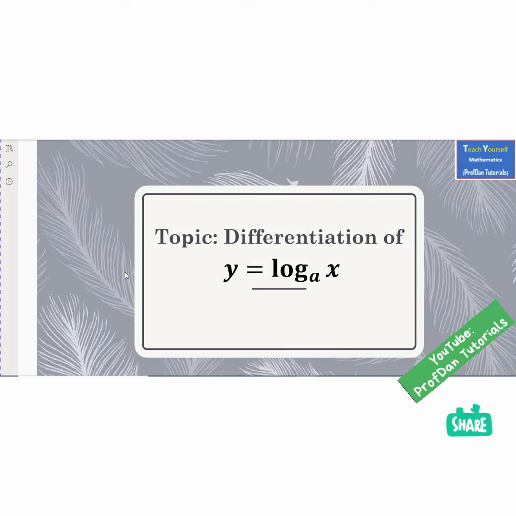Welcome once again to Pravdan Tutorial. So today, at the end of this lesson, you will be able to differentiate a function of this type, which is still a logarithm function.